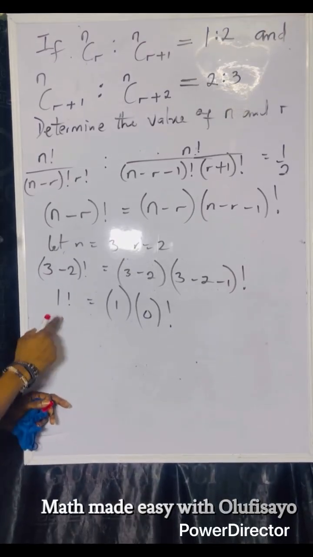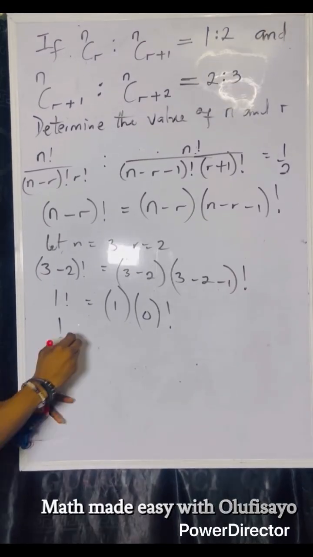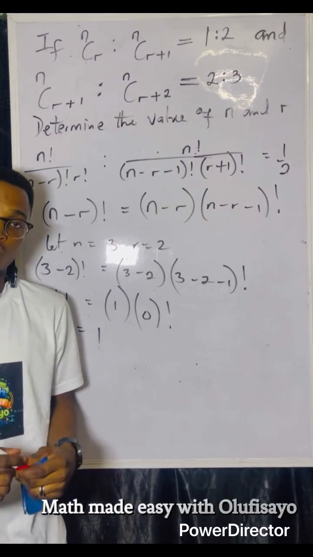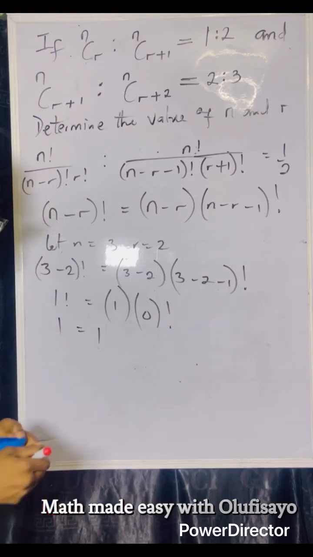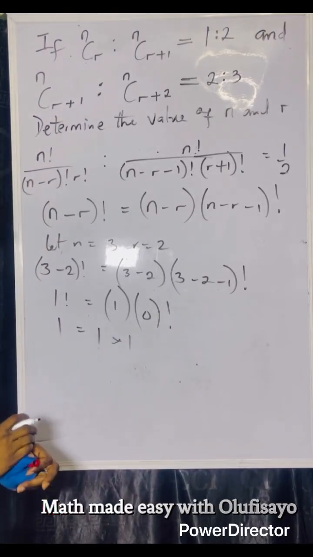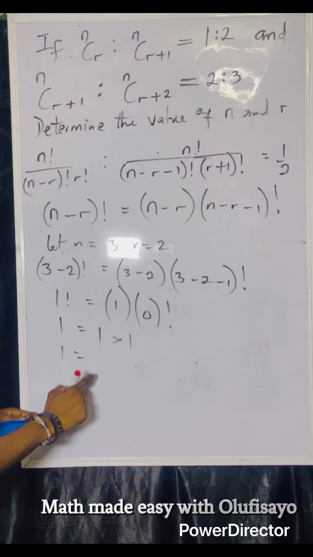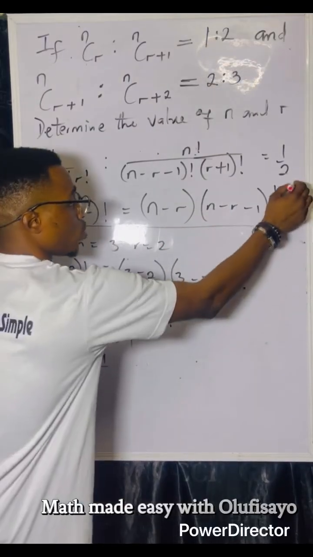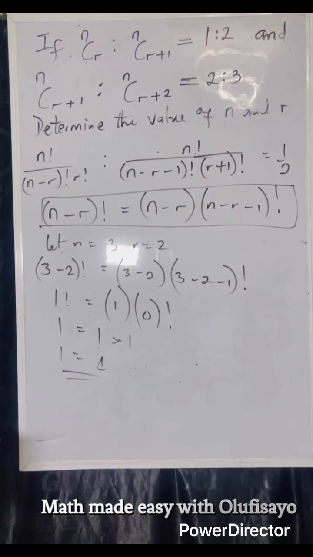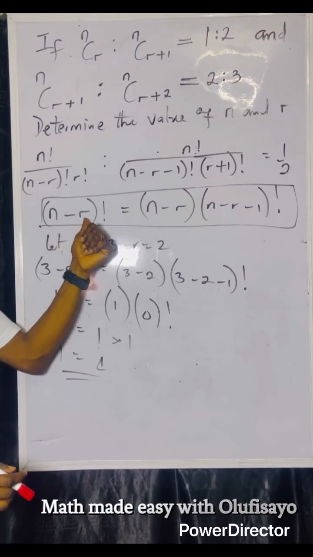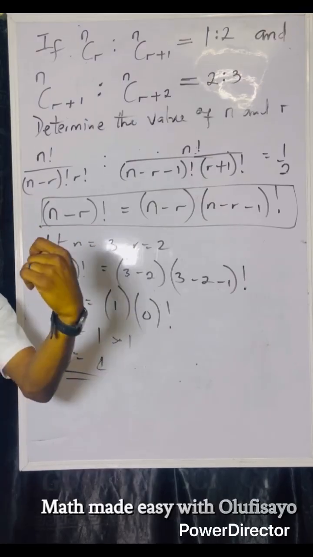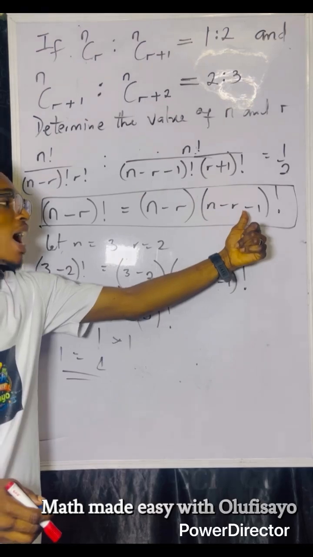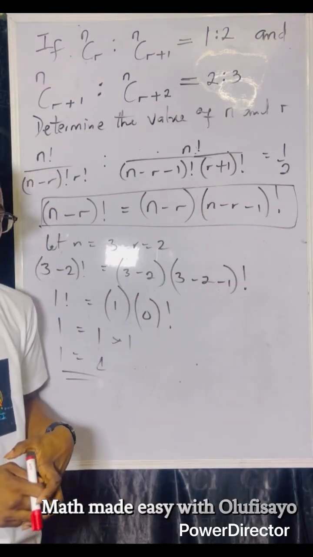Now, 1 factorial is definitely 1. Now, 0 factorial on your calculator, if you press 0 factorial, the answer is 1, multiplied by 1. 1 times 1 is 1, which means this formula actually works. So if I want to expand n minus r factorial, it is the same thing as n minus r minus 1 factorial.